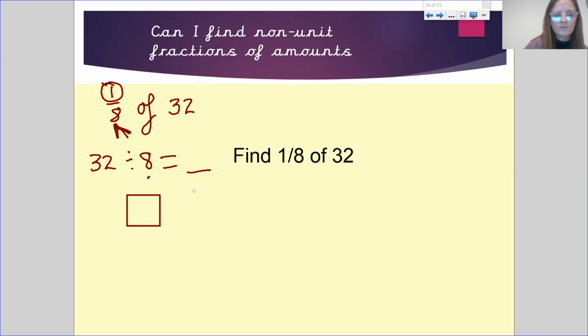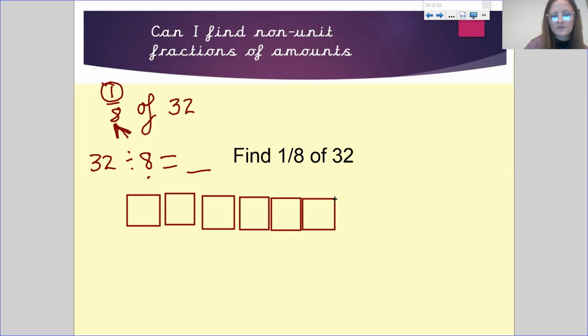So let's create 8 groups. So there's 1, 2, 3, 4, 5, 6. I'm just going to make it slightly bigger because they need to be equal groups. 7, 8. They're a little uneven because I've drawn them obviously freehand, but we need to have 8 groups into which we are going to divide 32.